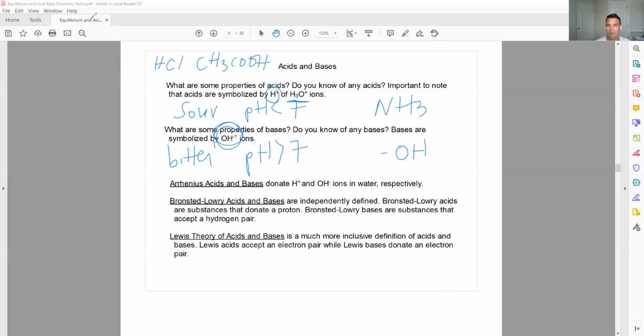Now, there are 3 different definitions of acids and bases. The first one is the Arrhenius acid and base, where an Arrhenius acid gives off a hydrogen ion, and an Arrhenius base gives off a hydroxide ion, and that's when they're put in water.